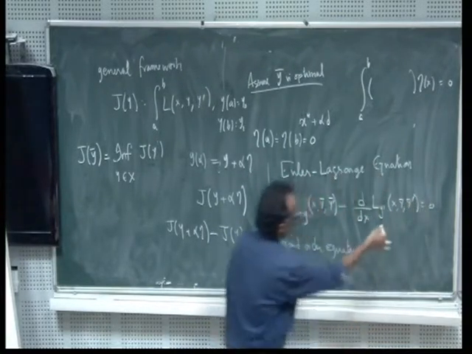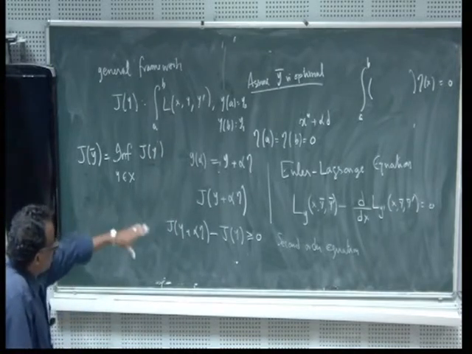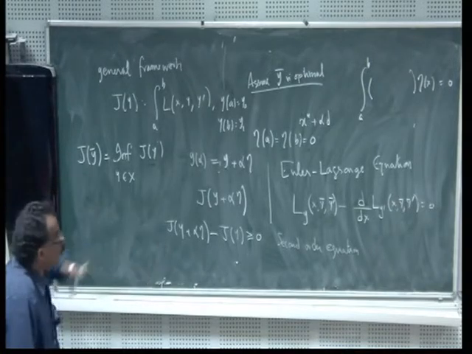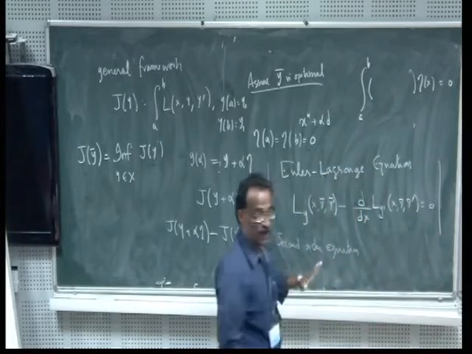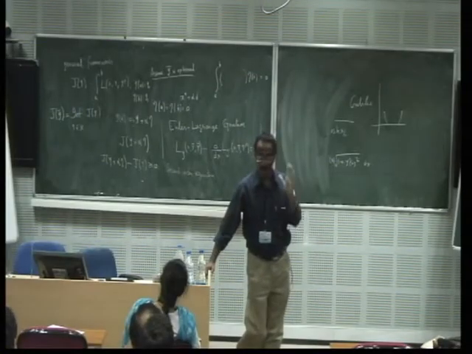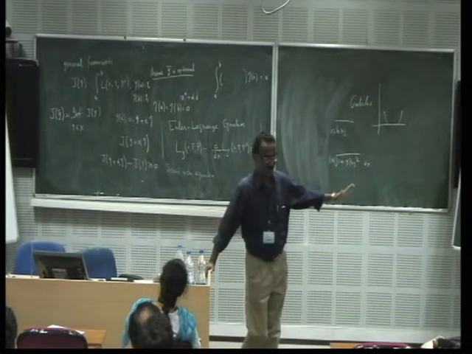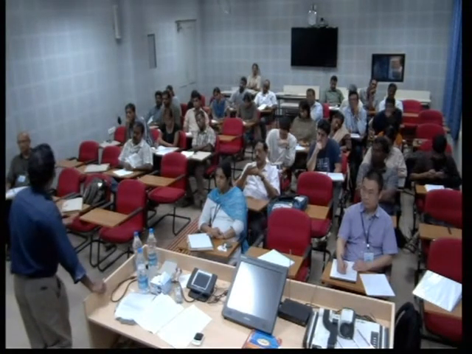If you want to be very precise, since most of you are familiar with this, I quickly wrote that one. So you get the Euler-Lagrange equations. What it says is that it's basically a necessary condition. If y bar is optimal, then y bar satisfies the Euler-Lagrange equation. But the Euler-Lagrange equation being satisfied doesn't mean it will be an optimal solution. The converse is in general not true. It's only a necessary condition.